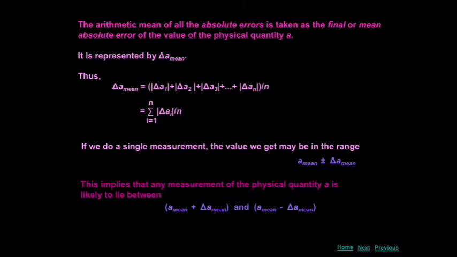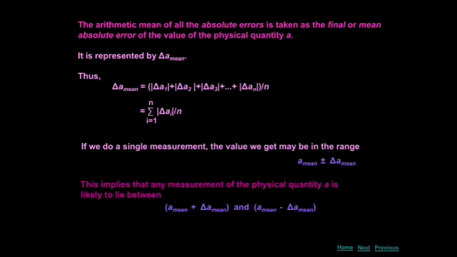Okay, another one is the mean absolute error. What is the mean absolute error? It is the arithmetic mean of all the absolute errors. It's called the arithmetic mean absolute error. Okay, that's all. Next we can go to the next one.